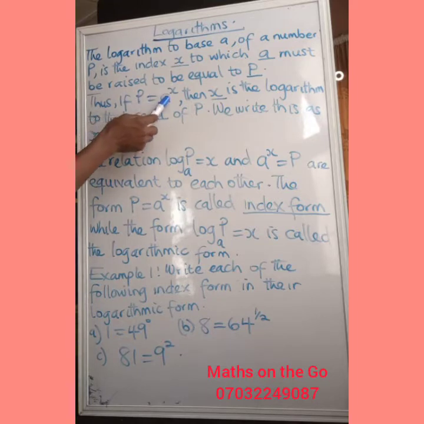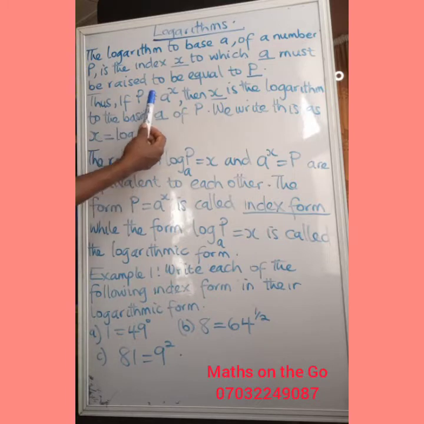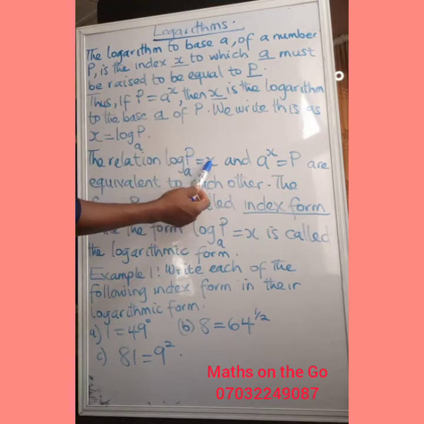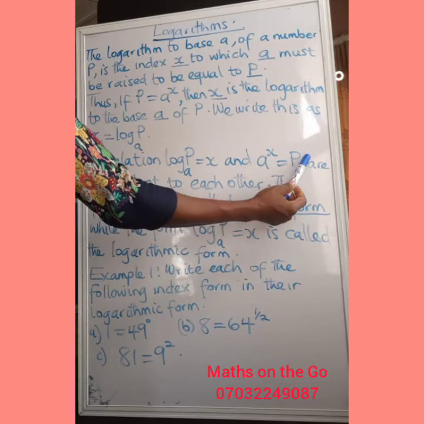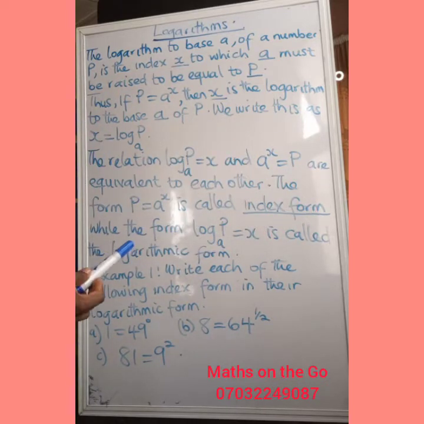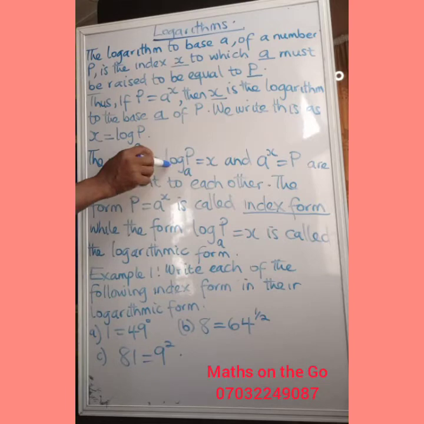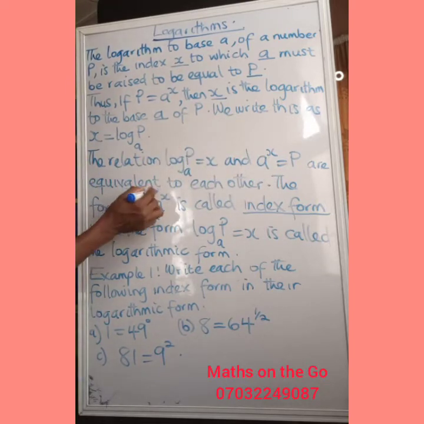So when you have P equals A raised to the power X, the logarithm will be the log of that P. The A that is raised to X will be the base of the log, while the logarithm will be equal to X. So the relations log P base A equals X and A raised to the power X equals P are equivalent to each other. When it is written this way, we call it index form.